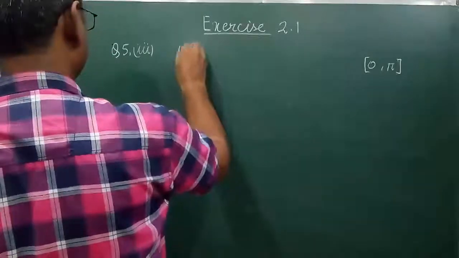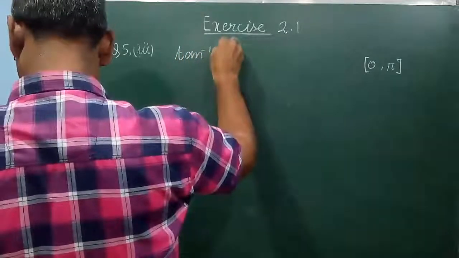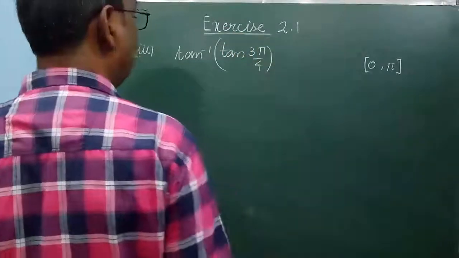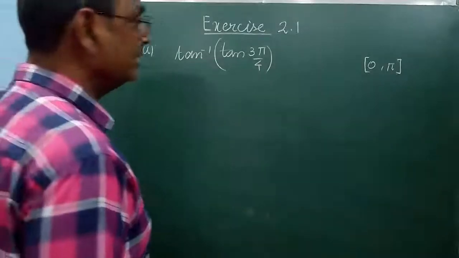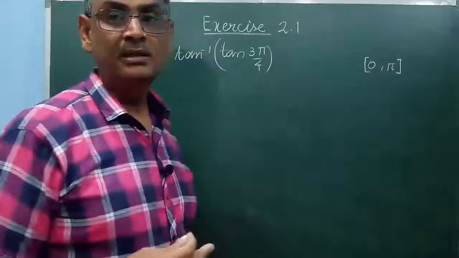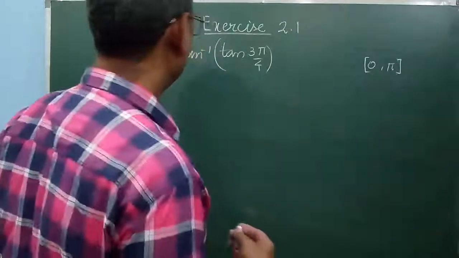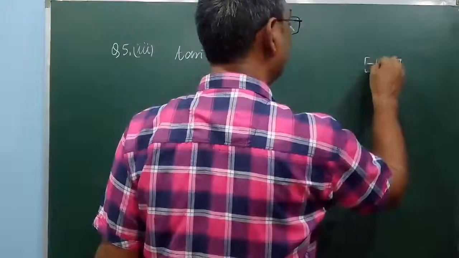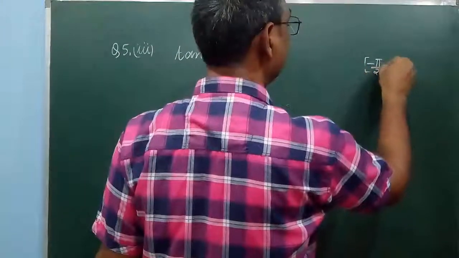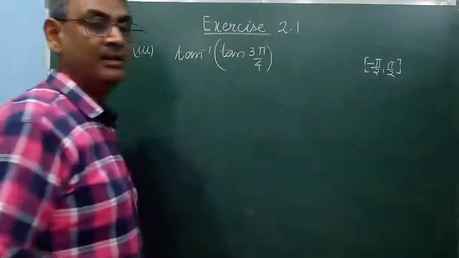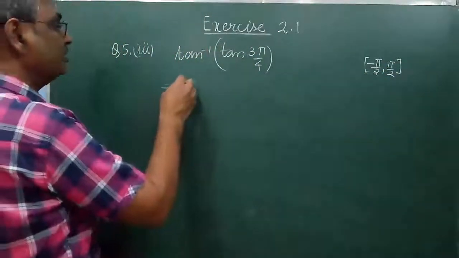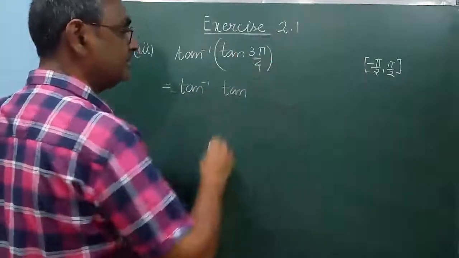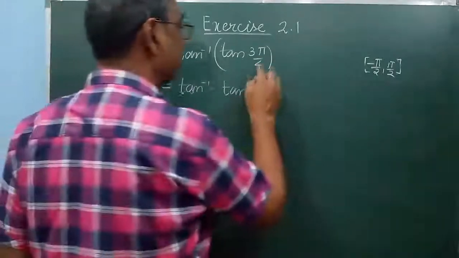Tan inverse tan 3 pi by 4. 3 pi by 4 means how many degrees? More than pi by 2. So the range of tan inverse is minus pi by 2 to pi by 2. This is the range of tan inverse. So this is tan inverse tan, how much can it be? Pi minus pi by 4.